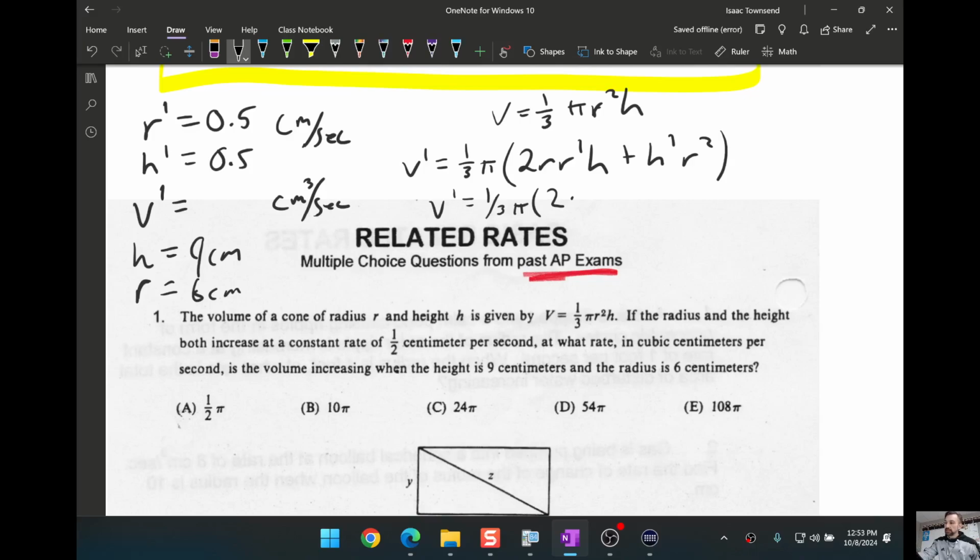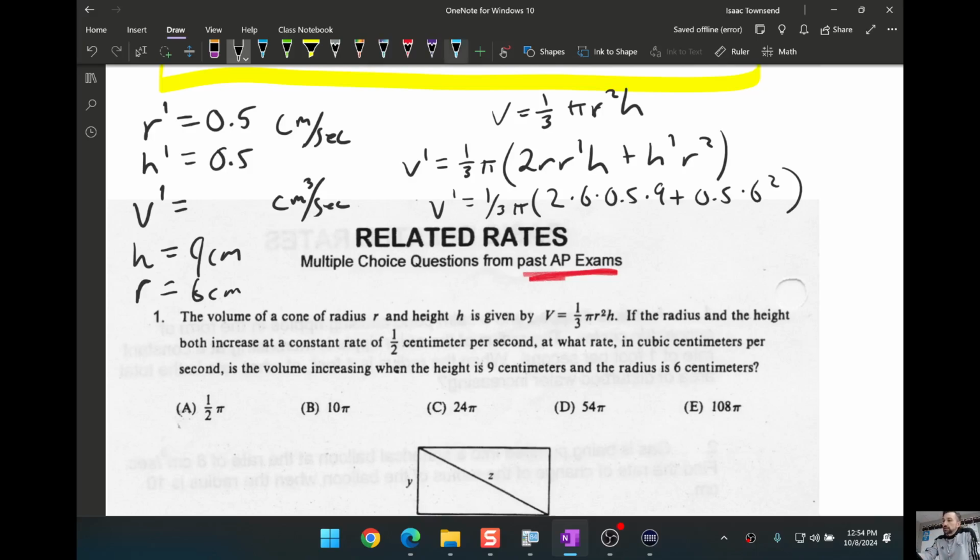We know R is 6. We know R prime is 0.5. We know H is 9. We know H prime is 0.5. And we know R is 6 again. So, I mean, we have everything we need, just kind of messy looking.